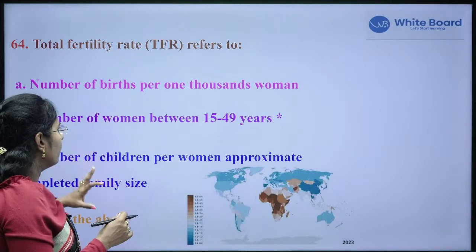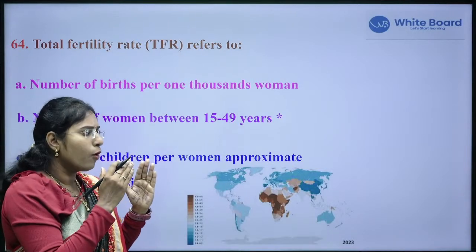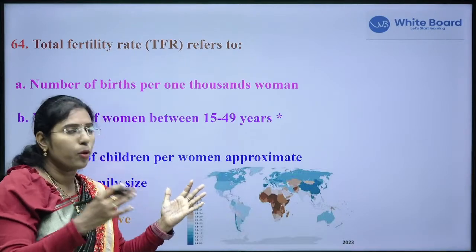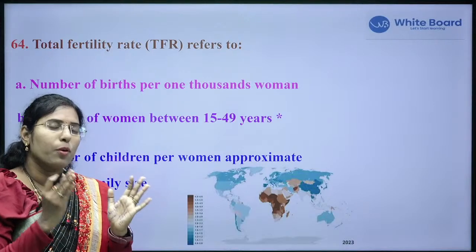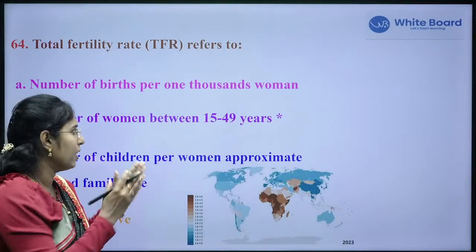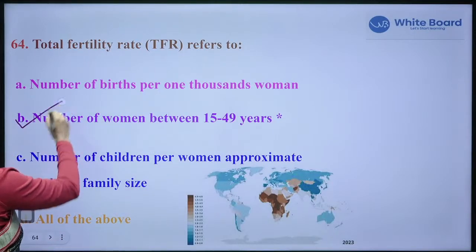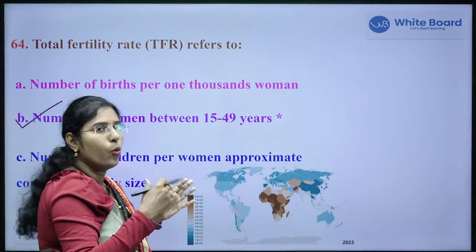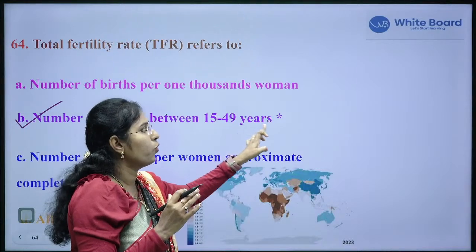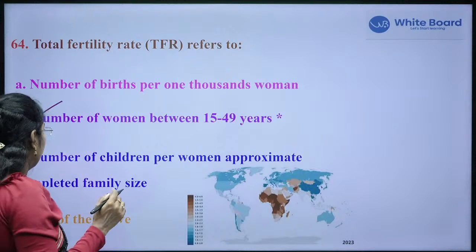See here, total fertility rate means the average number of kids or children a woman can produce during her fertility period, that is between 15 to 49 years. So, the average number of children produced by a woman between the age of 15 to 49 years is known as total fertility rate. Okay.